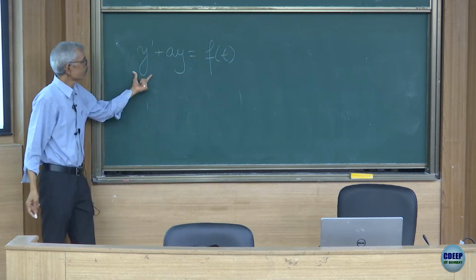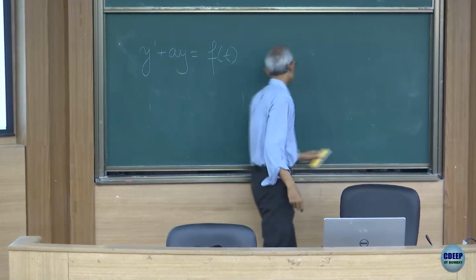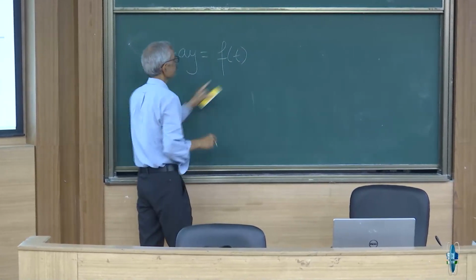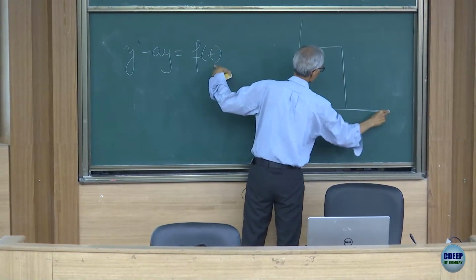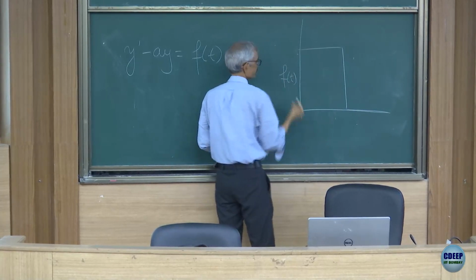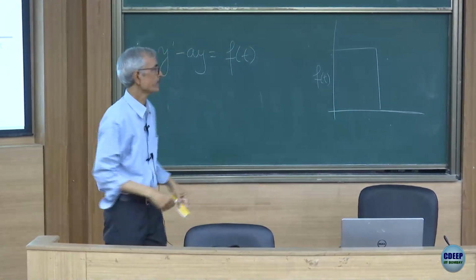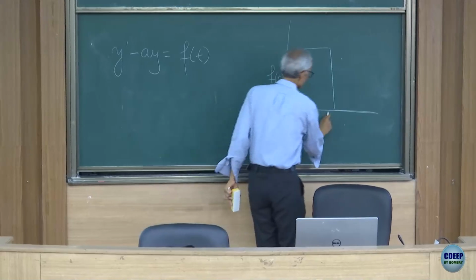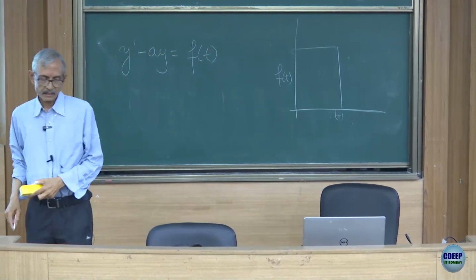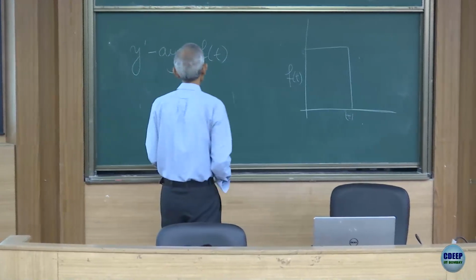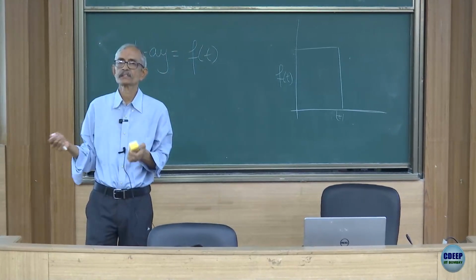So y prime plus a y is equal to f of t, and f of t was equal to this. Okay, so this is f of t. It was flat up to t equal to 1, and then it became equal to 0. And now let us go ahead and use whatever we have obtained and see if we don't get the solution.